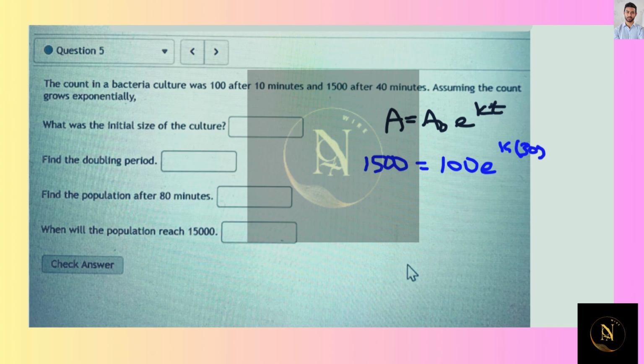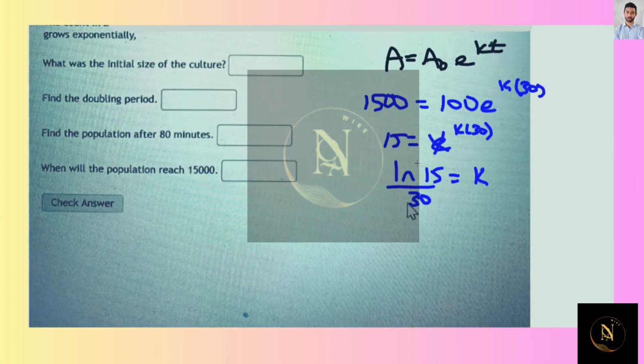Divide both sides by 100 and we'll get 15 equals e to the k times 30, and then we'll take the natural log of both sides. That's going to get rid of the exponential base e, and then we'll divide by 30 to solve for k. That gives us our k value.